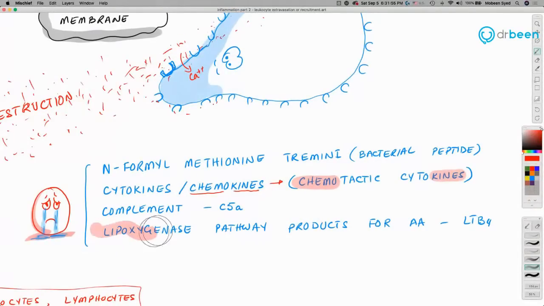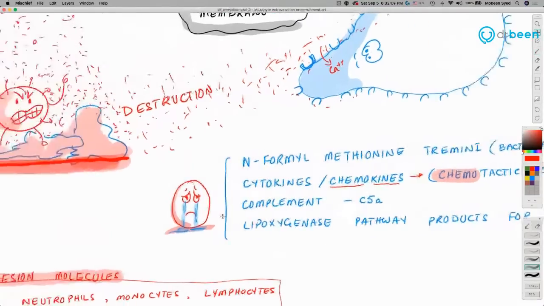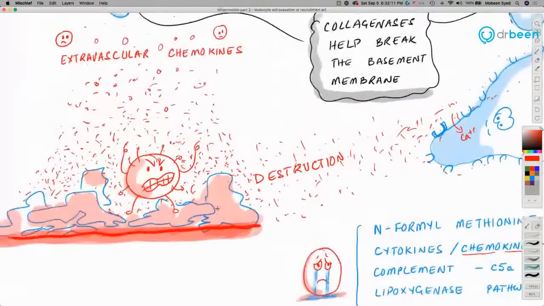So leukotriene production at the area of inflammation is also going to cause chemotaxis. So all of these guys are the tissues crying things, chemical substances.